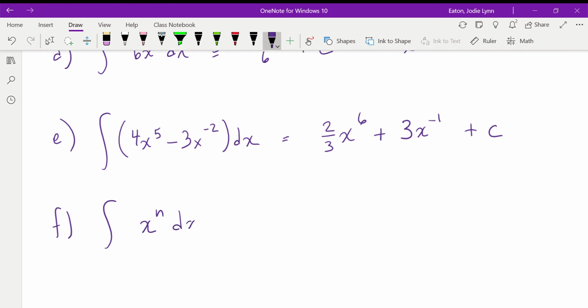So the integral of x to the n dx is equal to x to the n plus 1 divided by n plus 1 plus c. And so now we can integrate absolutely any. We can do it with trig functions, etc. As long as you know the derivative, as long as the function you have is the derivative of another function, you can take the integral.